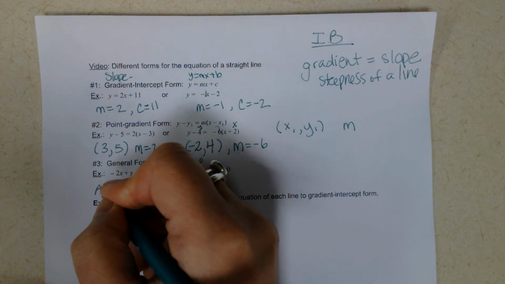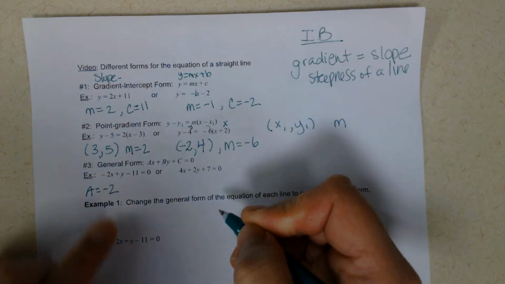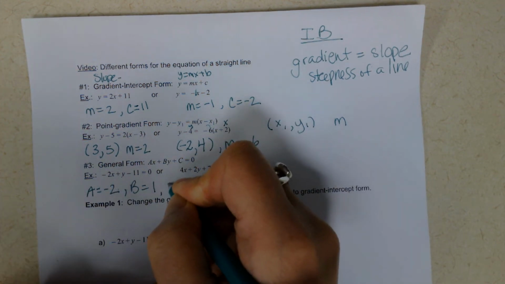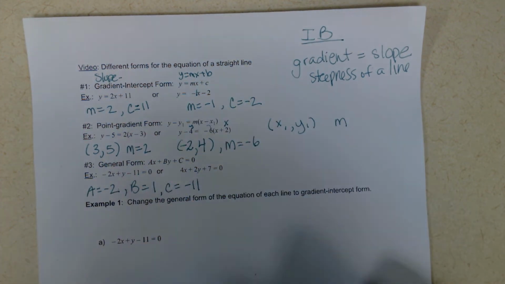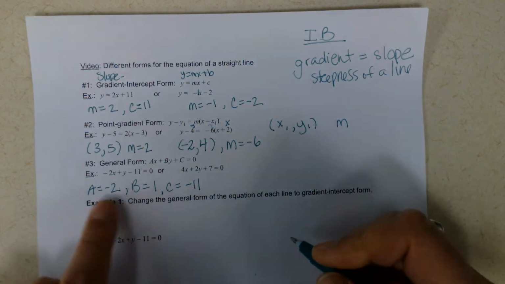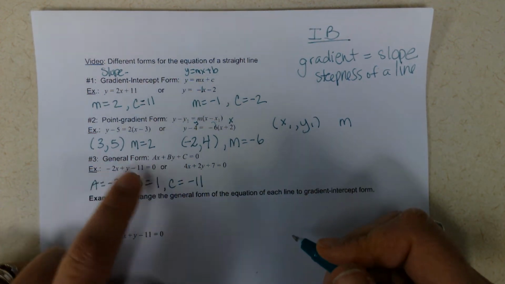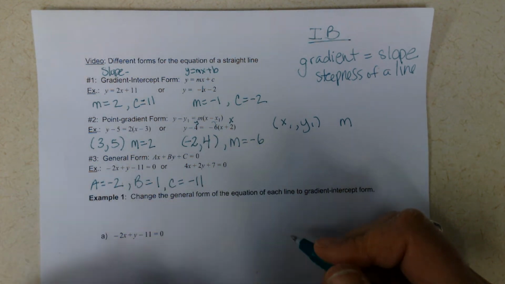What we'd be able to pull out here is what A equals. A is negative 2. B is 1. And C is negative 11. And this is going to help us down the road when we get into quadratics. So pulling out what A, B, and C represent is really helpful.